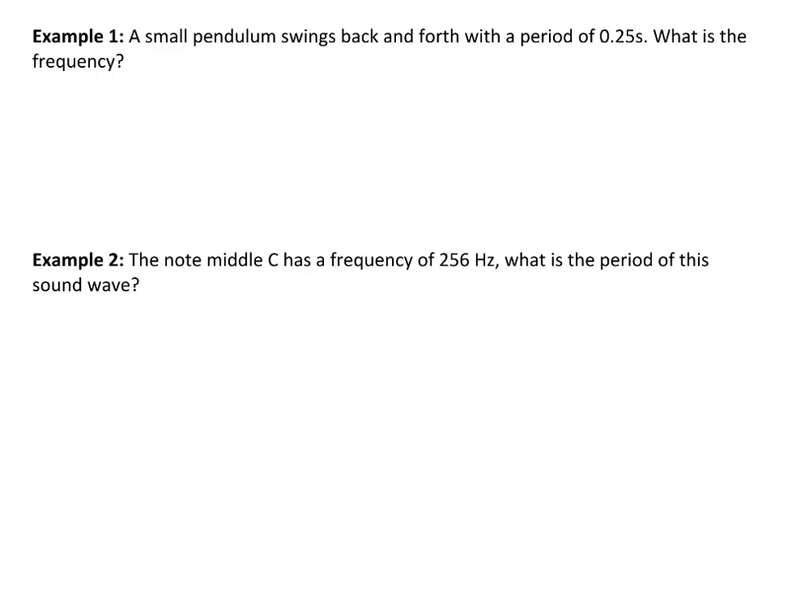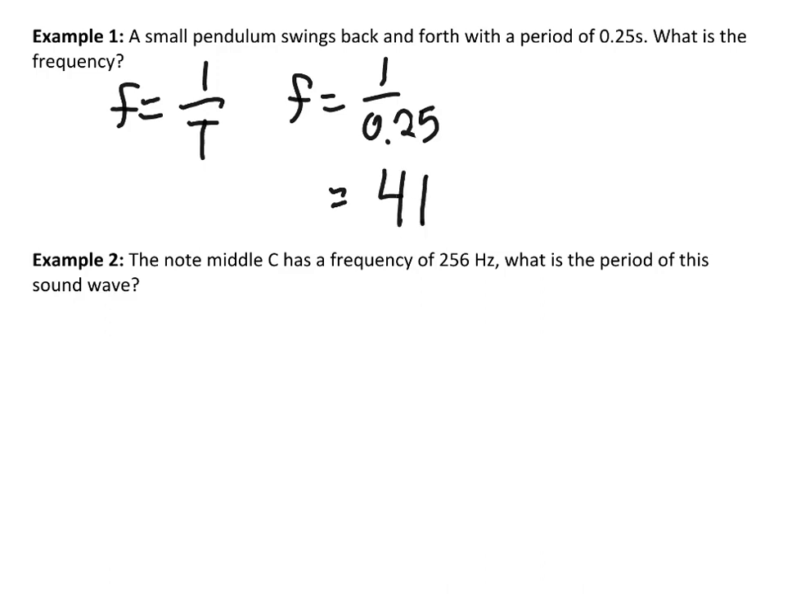So here's a pendulum. Let's say it has a period of a quarter of a second. Then the frequency is, well, how many times is it actually going to swing back and forth in 1 second? If its period is a quarter of a second, we know intuitively it should swing back and forth 4 times. Let's use our formula. So F is 1 divided by T. So F will be 1 divided by 0.25, which is indeed 4 hertz. So this means the pendulum is swinging back and forth 4 times in 1 second.